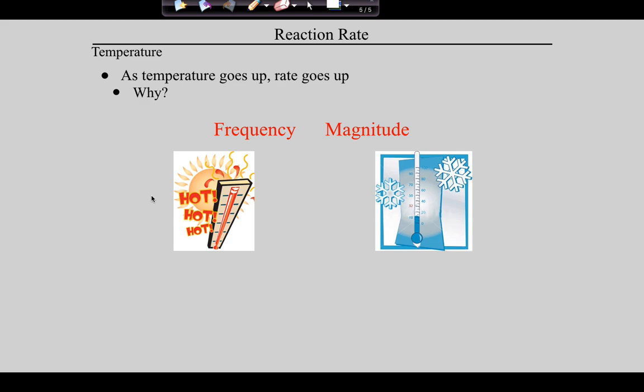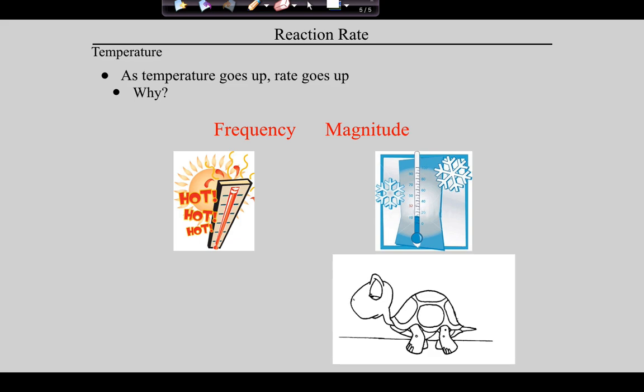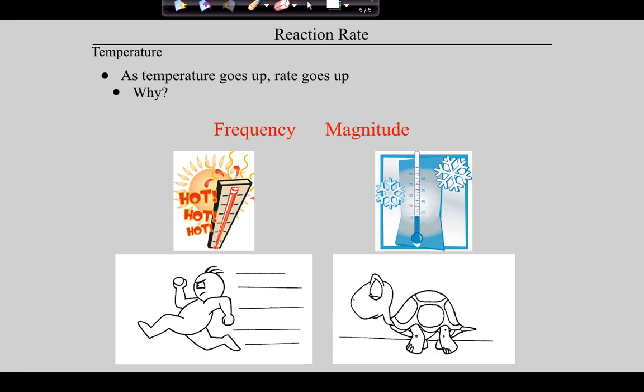So, the one on the left is hot and the one on the right is cold. So what is the difference between hot and cold? Guys, what is true of things that are cold? They're moving slow. But guys, what is true of things that are hot? They're moving fast. So guys, fundamentally the idea is this. Hot things are moving fast, cold things are moving slow.